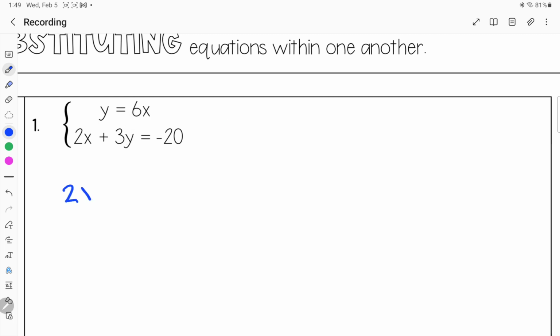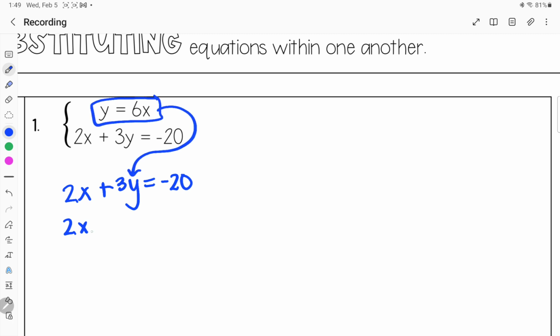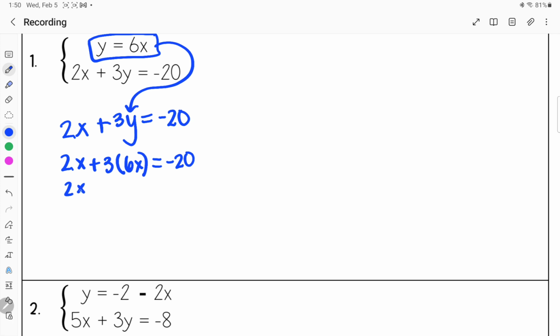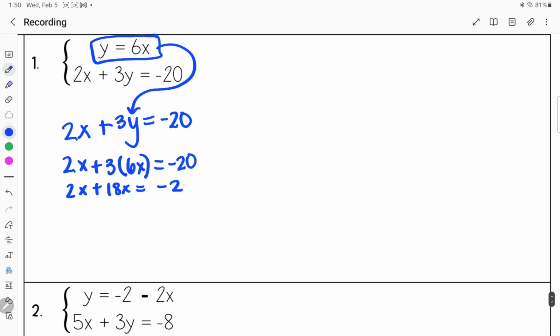So right now I have 2x plus 3y equals negative 20. I'm going to replace, because I know that y equals 6x, I can replace it right there. So I take 2x plus 3, and I'm going to replace y with 6x, equals negative 20. It told me that y equaled 6x, so I just replaced my y with 6x. And now I simplify and solve. So this would be 2x plus 18x equals negative 20. 18x and 2x are 20x, equal to negative 20.